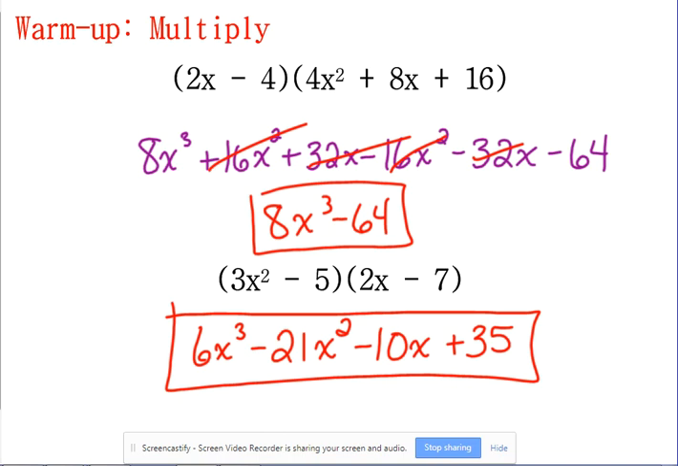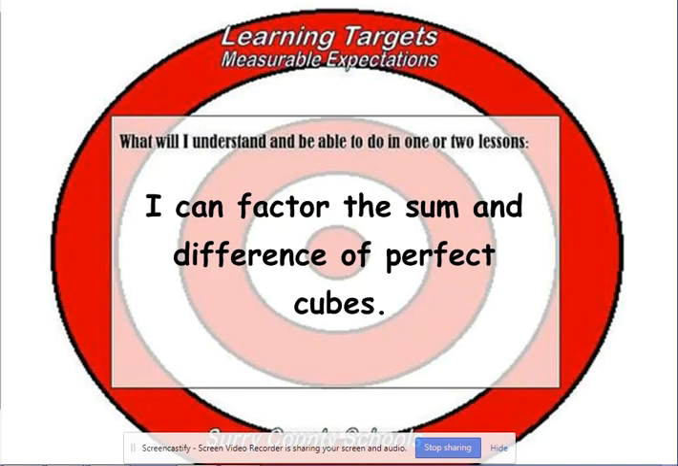We'll look at that tomorrow. But today we're going to tackle the perfect cubes. So that's what we're going to start with.